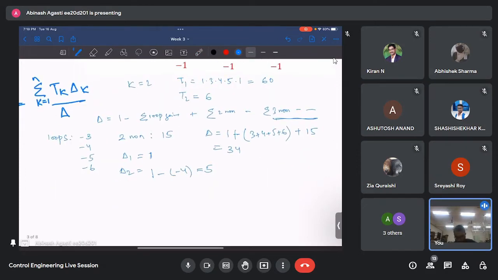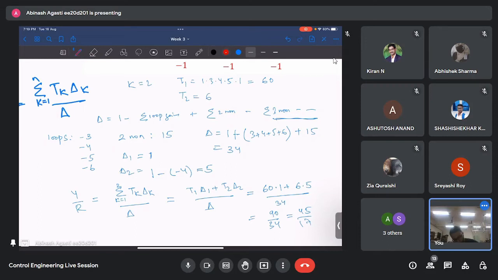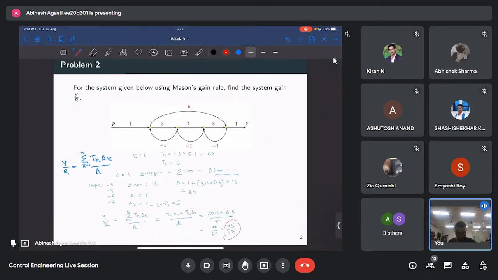So now as per the gain rule, the gain is summation k equal to 1 to 2, since there are 2 forward paths, Tk del k by del. So here we have T1 del 1 plus T2 del 2 by del. What is T1? 60 into 1 plus 15, plus 6 into delta 5 by 34. So we have 90 by 34, that is 45 by 70. So this is the answer for the Mason's gain rule.